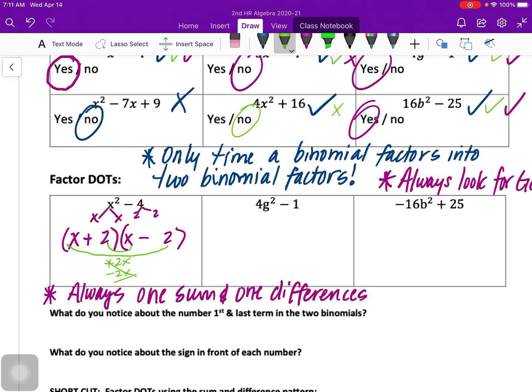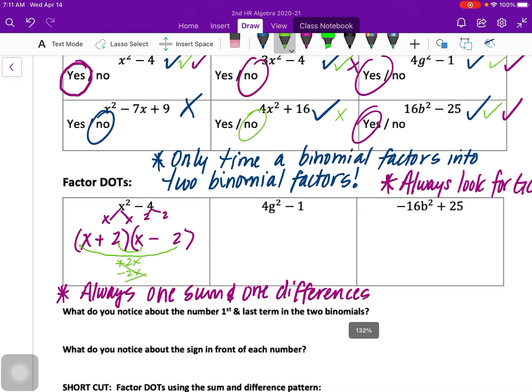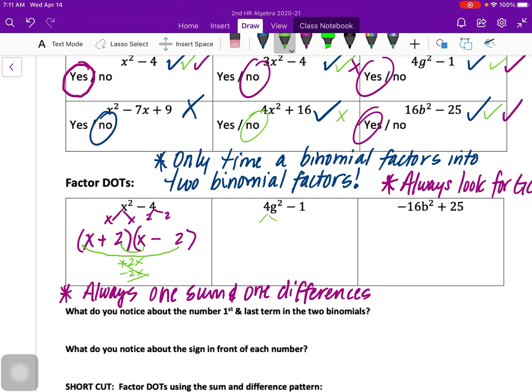All right, so let's look at the next one. In this one, factors of 4g squared are 2g and 2g. The square root of 1 is 1, so 1 and 1. So this one factors into 2g plus 1 and 2g minus 1.